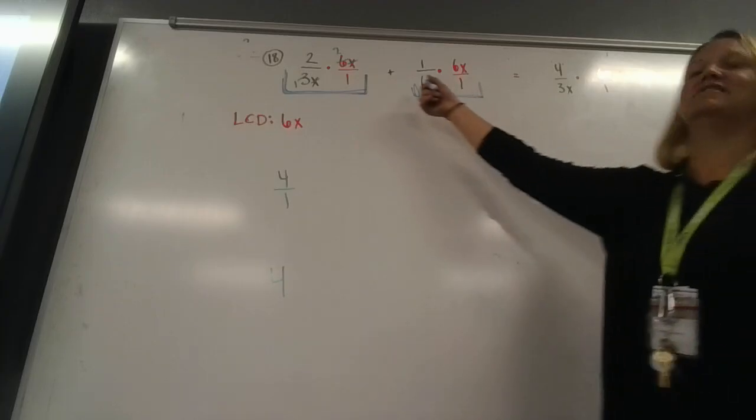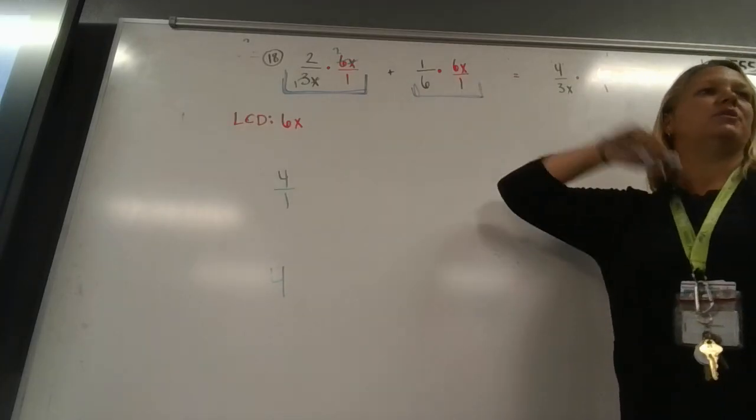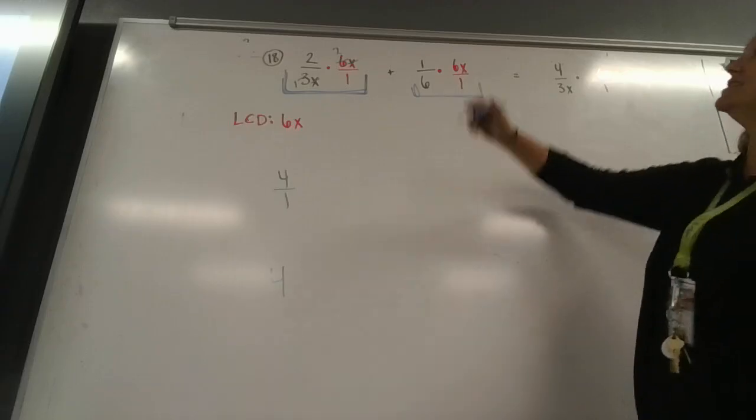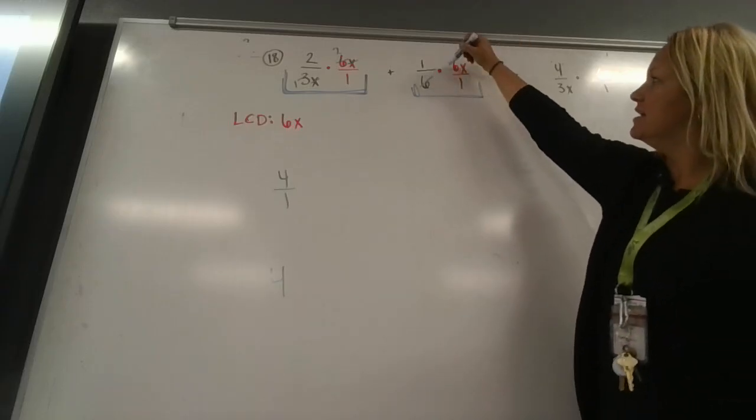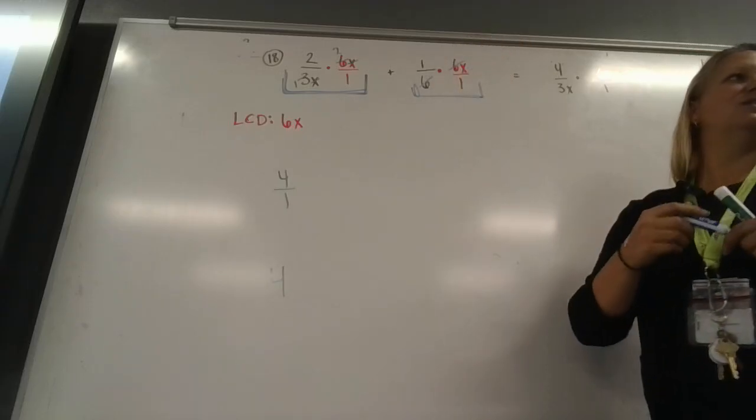I'm looking at just this little tiny part of the problem. What should I reduce? The 6's, it's the same diagonally. And then also the 1's.